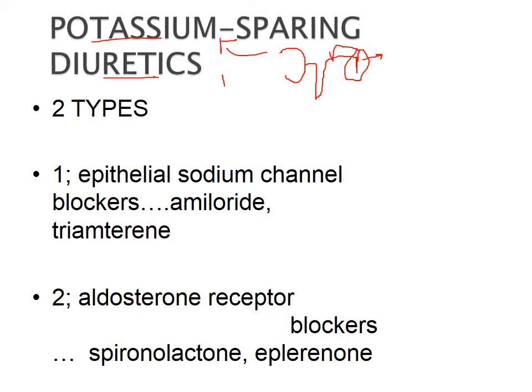There are two types of these drugs. Number one is the epithelial sodium channel blockers, which are amiloride and triamterene. The other ones are the aldosterone receptor blockers, which are spironolactone and eplerenone.